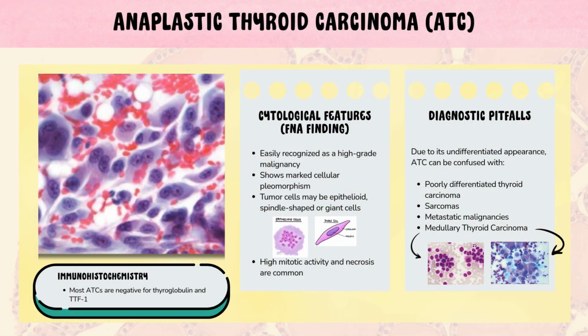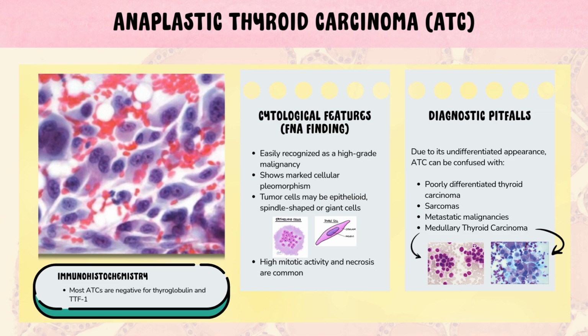Anaplastic thyroid carcinoma is a rare but extremely aggressive form of thyroid cancer. Although uncommon, it is one of the most lethal endocrine malignancies. From a cytological perspective, ATC is usually easy to recognize as a high-grade malignancy.